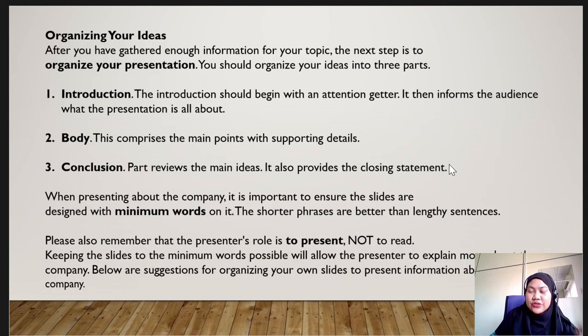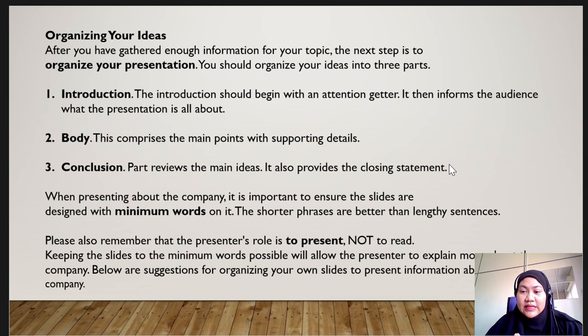So this should be the flow of your presentation. You should begin your presentation with the introduction. Obviously, this is the flow of any presentation. The first one is the introduction.